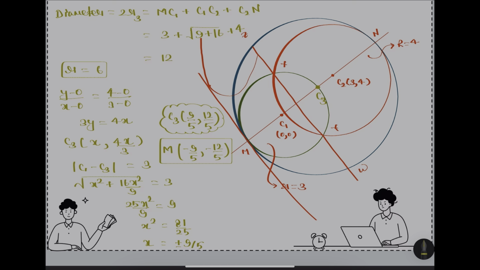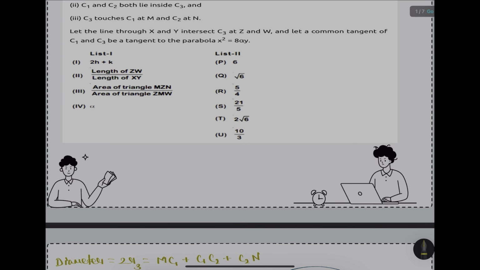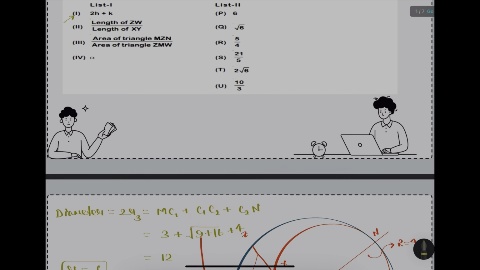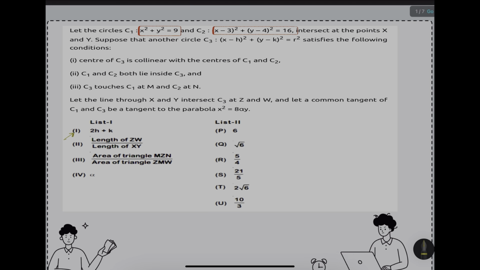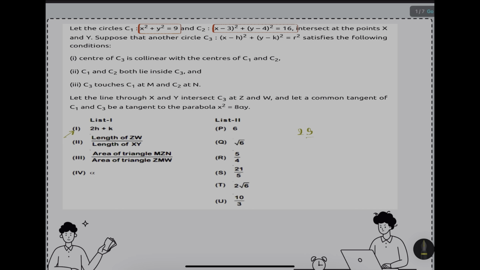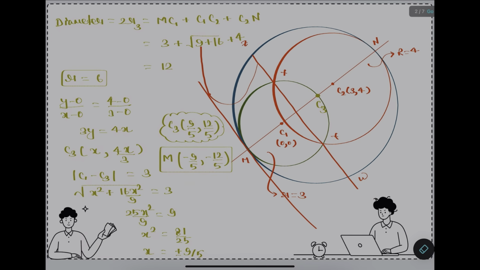Now we got the center, so we can answer this question. So it is 2 times h. So it is 2 times 9 by 5 plus 12 by 5. So 9 2s are 18, so it is 30 by 5 equals 6. So you can connect this situation with P. I hope it is okay. Now let's move on to next part.